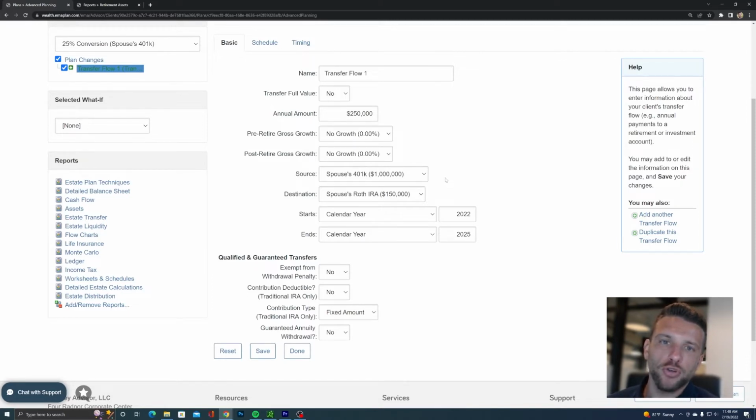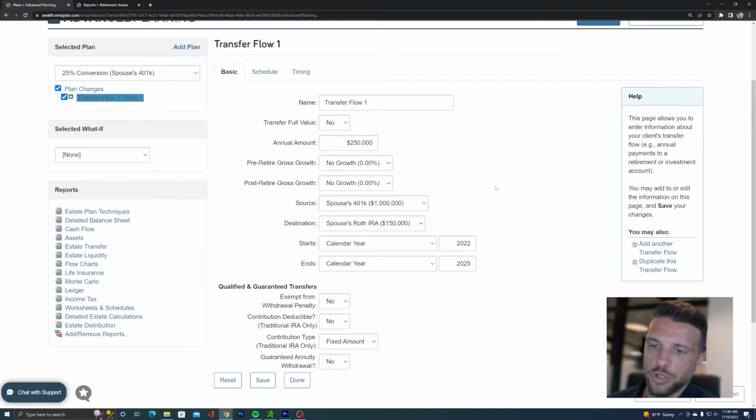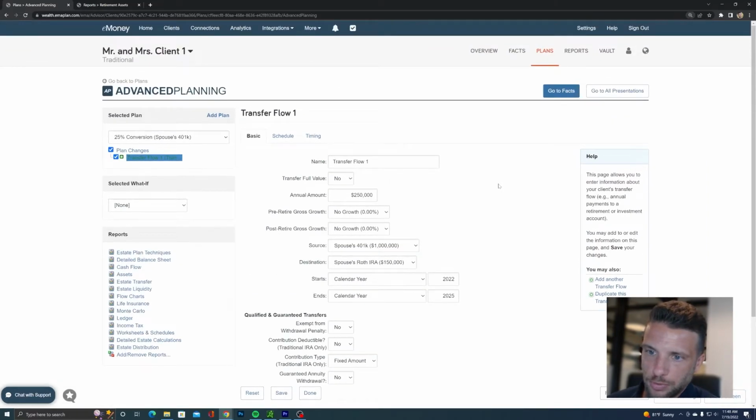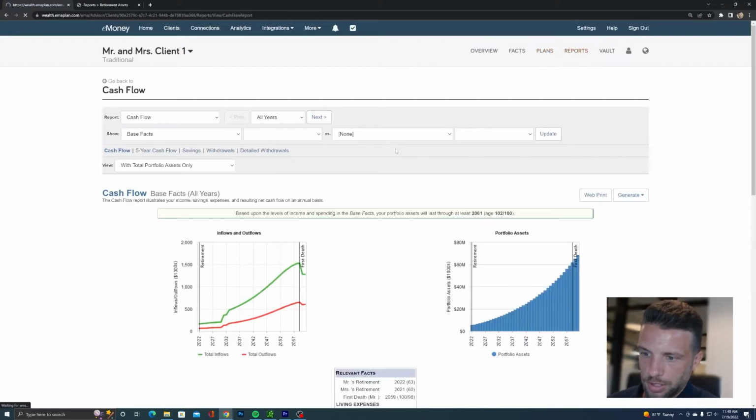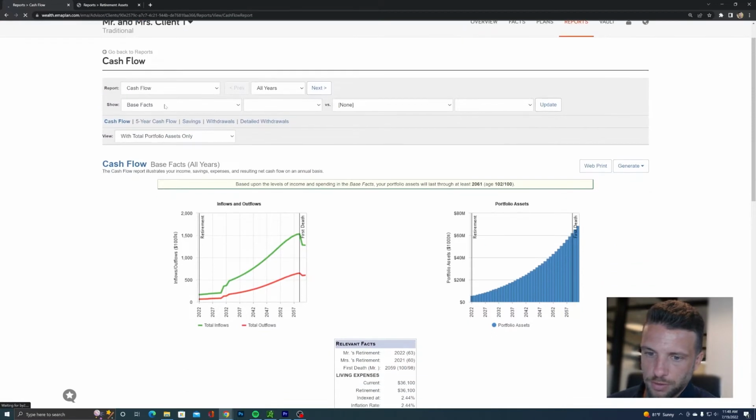Now that interest will end up leaving an account balance. So even though we pull the $1 million out over 4 years, the 401k won't be drained. They'll still have some of that asset because the interest will be left behind, but we'll still have taken 1 million over via the Roth conversion. So let's go ahead over to reports and see what that produces for us.